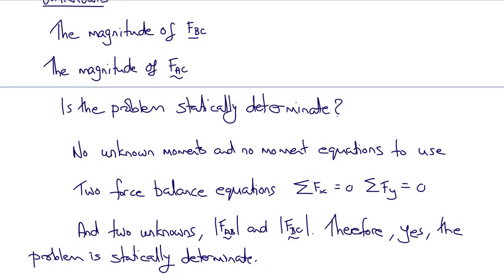Did you get that the force in the cable FBC has a magnitude of 348 newtons, or perhaps you wrote 350, and the magnitude of the force in the rod is 170 newtons? If so, I think you probably did it correctly.